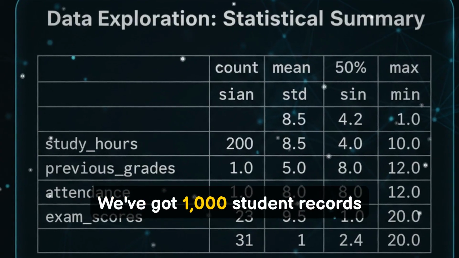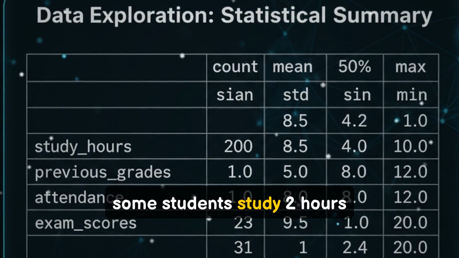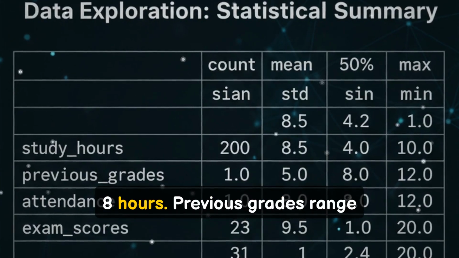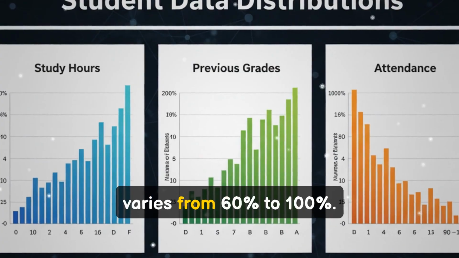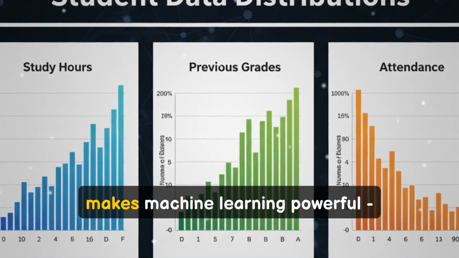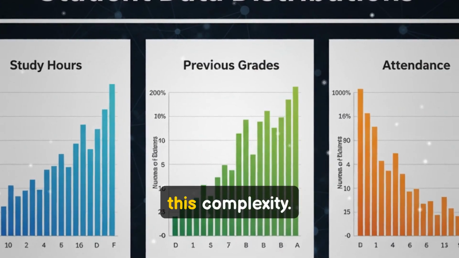We've got 1,000 student records with 8 features. Notice how some students study 2 hours per day while others study 8 hours. Previous grades range from 50 to 95. Attendance varies from 60% to 100%. This variation is exactly what makes machine learning powerful. It can find patterns in this complexity.